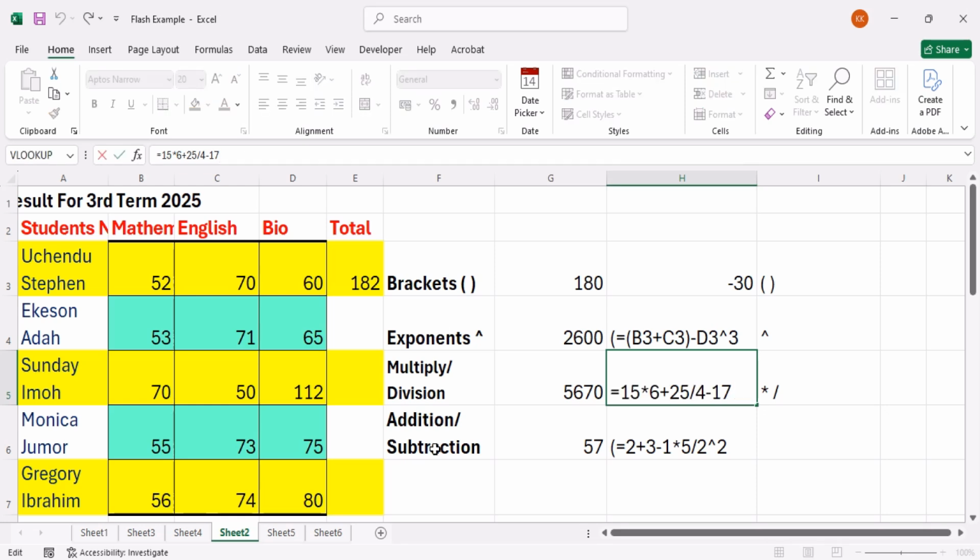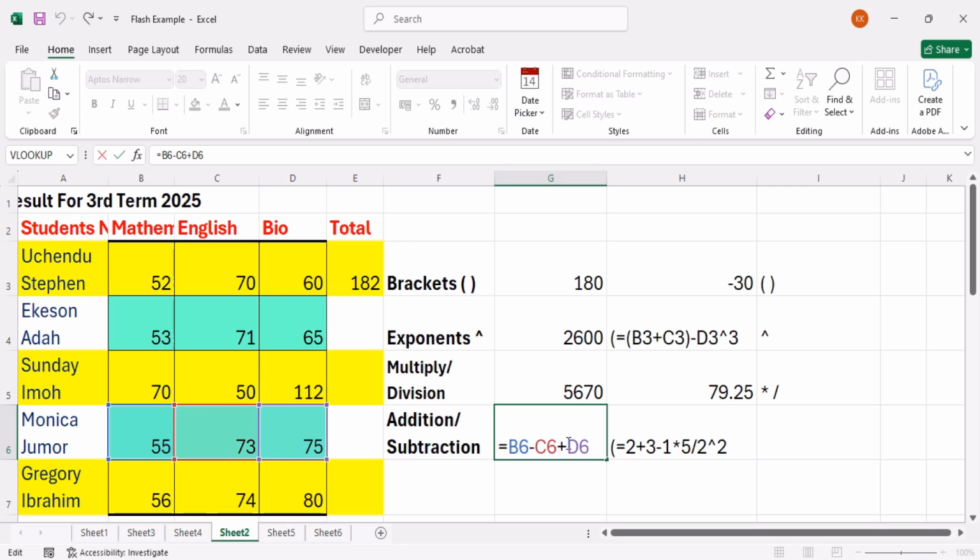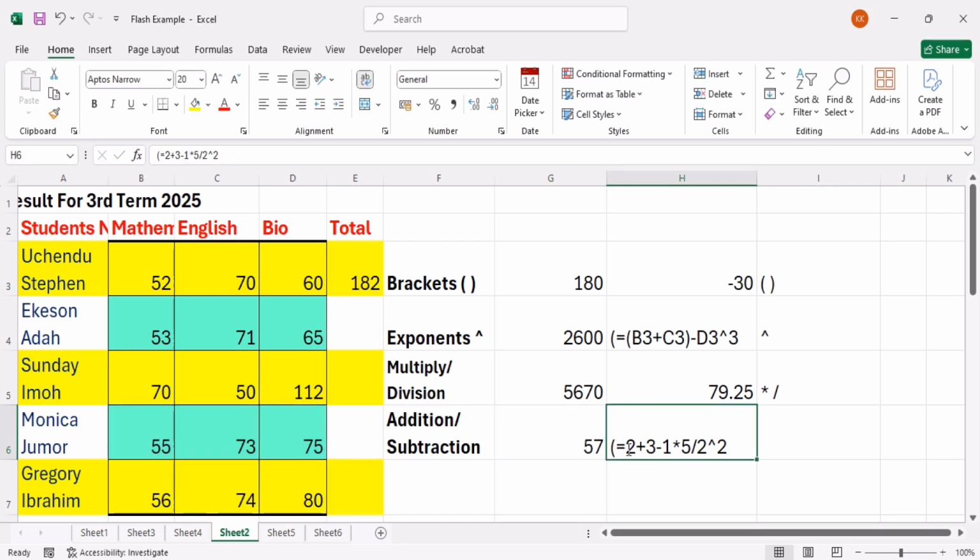4. Addition and subtraction. Just like multiplication and division, addition and subtraction have the same precedence. Calculations involving them are performed last, and from left to right.